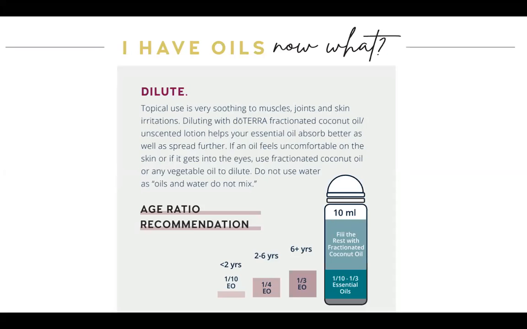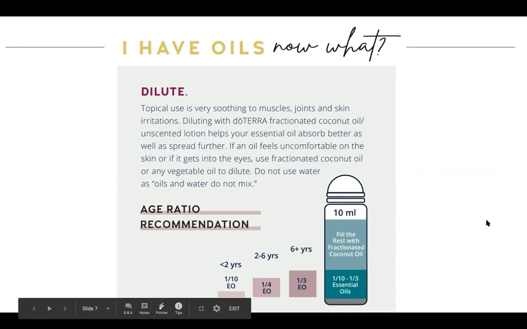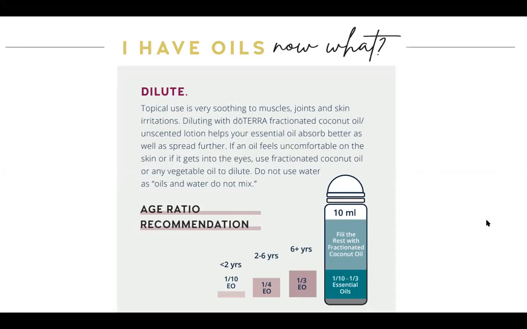So this shows you, if you have a roller bottle and you're making your own blend of oils, a guide of how much essential oil to put in, and then how much carrier oil to put in. And it doesn't affect what the oils are doing in your body. For one, it helps them spread better, especially if you're using a massage blend. The coconut oil helps the oil spread across your body. It's good, obviously, if you have sensitive skin.